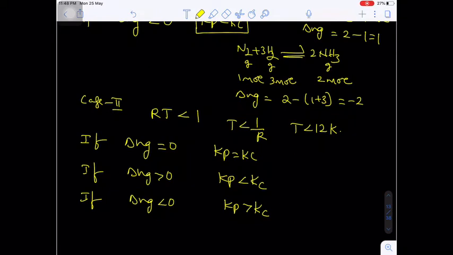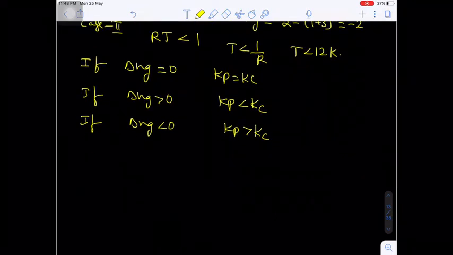Now this is a very important case. Generally, if the temperature is not given, that means the reaction is taking place at high temperature only. So T less than 12 Kelvin means nearly minus 250, minus 270, minus 260. At that very low temperature, reactions are not feasible. So this is only an assumption, remember.